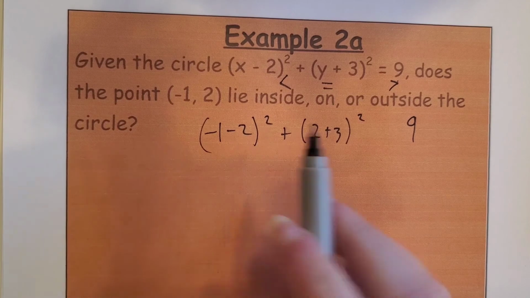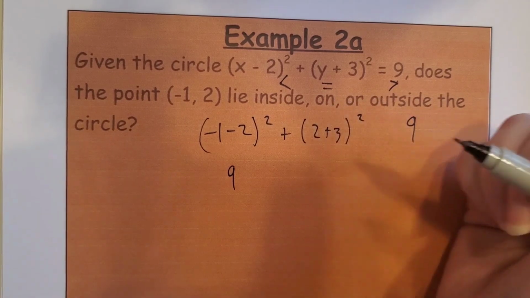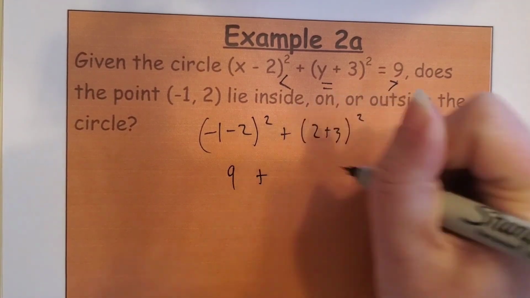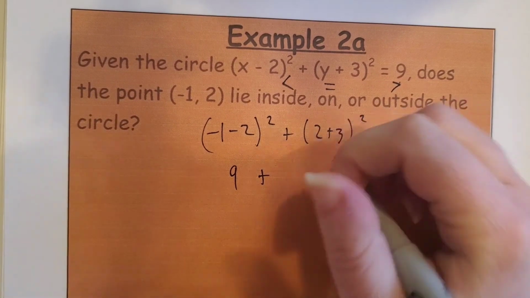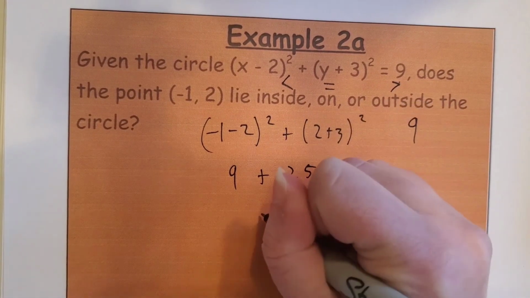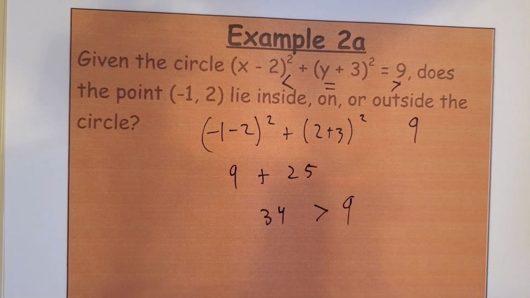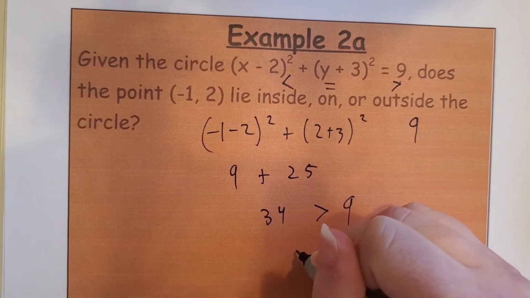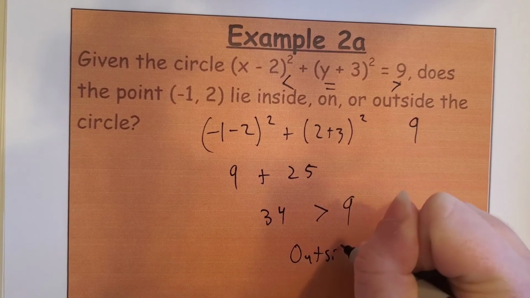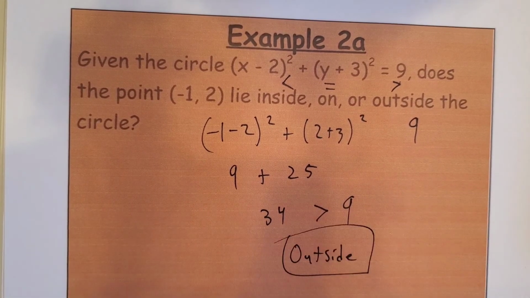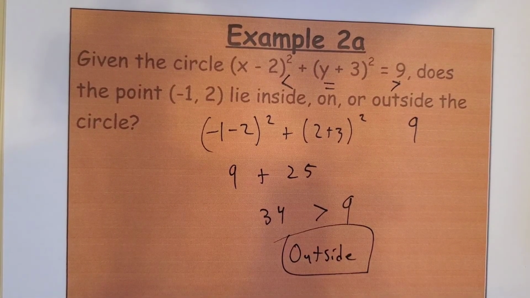-1 minus 2 is -3. Squared is 9. I think I already know where this is going then. Plus 2 plus 3 squared is 5. Squared is 25. Yeah, that is definitely way bigger than 9. So this point is outside the circle.